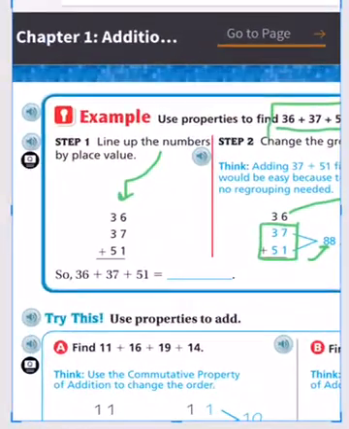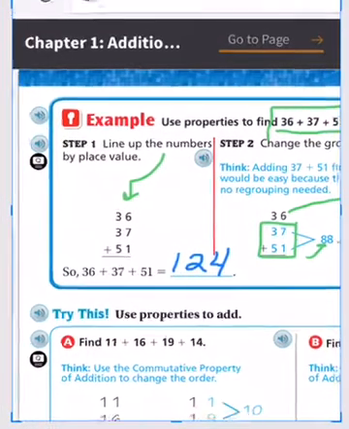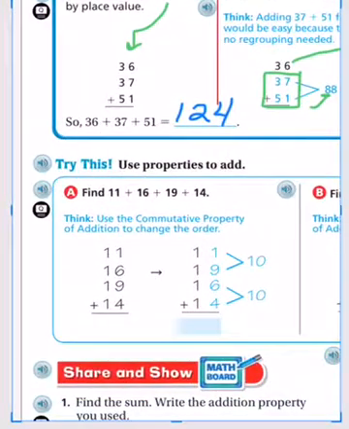So over here I need to make sure I write in my answer, 124. Okay, one more strategy here. We can use the commutative property of addition to change the order.